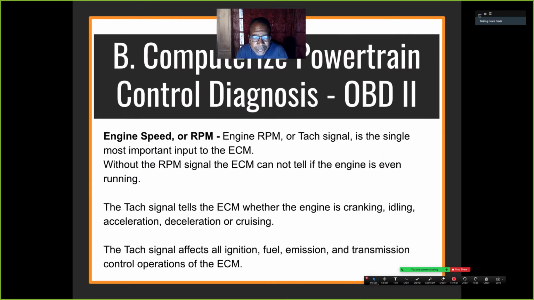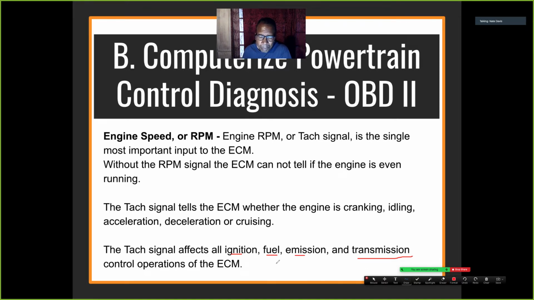If you lose that signal, the way the computer triggers the injectors, controls the fuel pump, and controls spark is going to be affected. This is saying it may not start, but it can also cause a surge or a misfire. So you have to keep that in mind too, because if it loses that signal, or if the signal is erratic, it's going to cause a drivability issue also. The tach signal or RPM signal affects ignition, fuel, emissions, and the transmission. Alright, the way it's shifting.